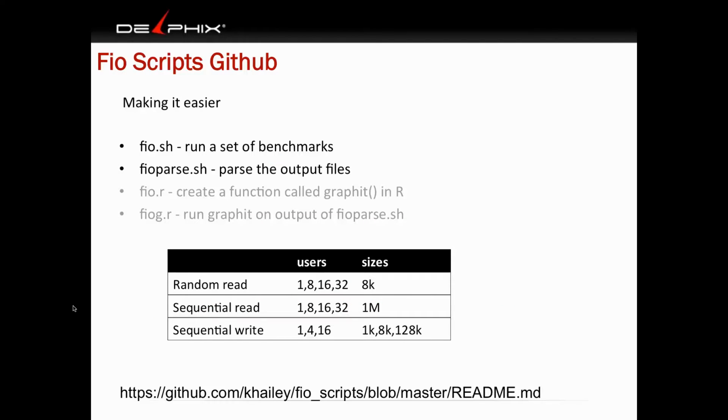So I put together some scripts on GitHub. FIO.sh will run that matrix. FIO parse will take all those outputs and format them into something that's readable. And if you want to graph it, there's FIO.r that creates a graphing function in R, and FIOG.r which will actually run through your set of results and do the graphing.